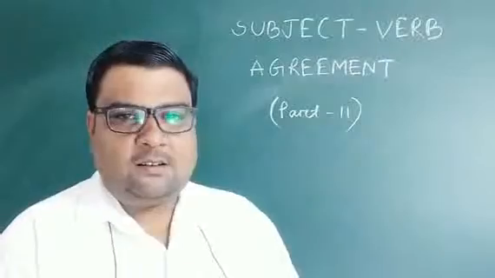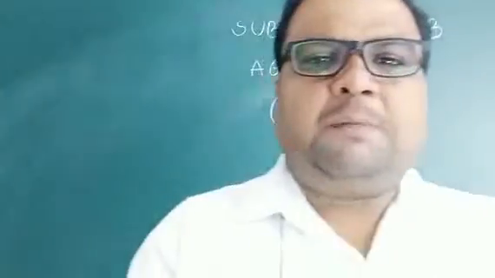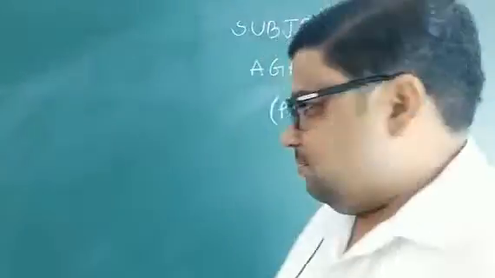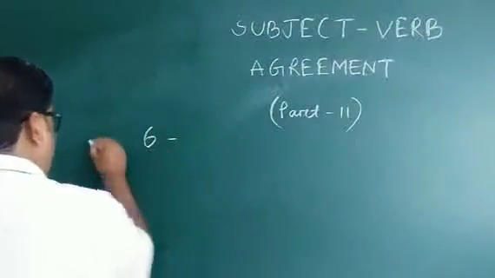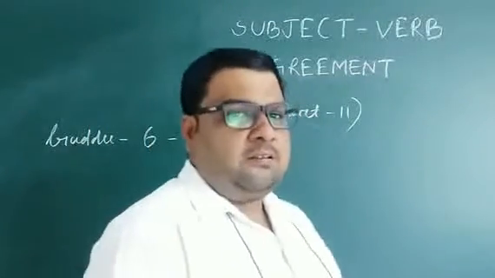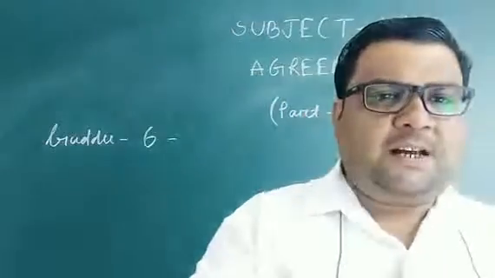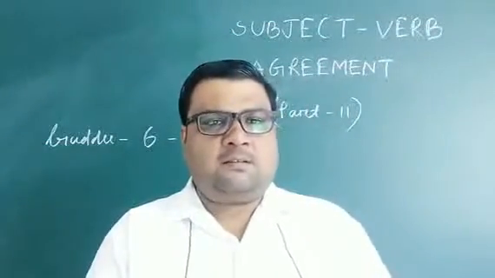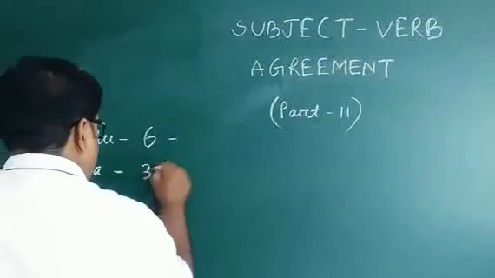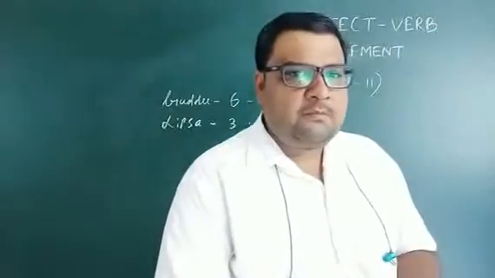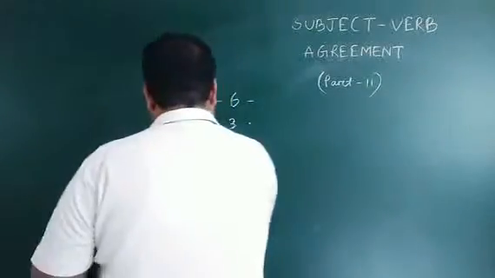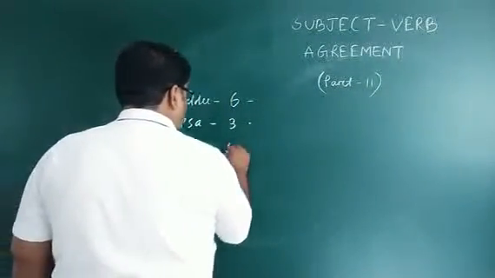Okay? Gudu, how many members are in your family? Okay, 6 members. Gudu has 6 members in his family. Lipsa, how many members are in your family? Okay, Lipsa has 3 members. Roji, how many members are there in your family? Okay. Roji has 5 members.